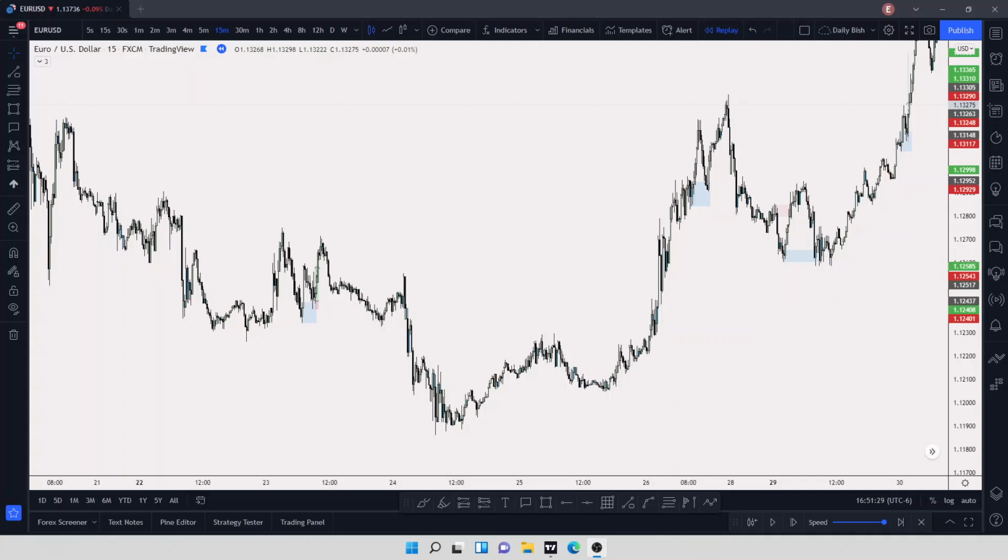In today's video, I'm going to talk about everything related to entries on the lower time frame using confirmation entries, the most simplified version that I know. It's not my favorite way to enter.